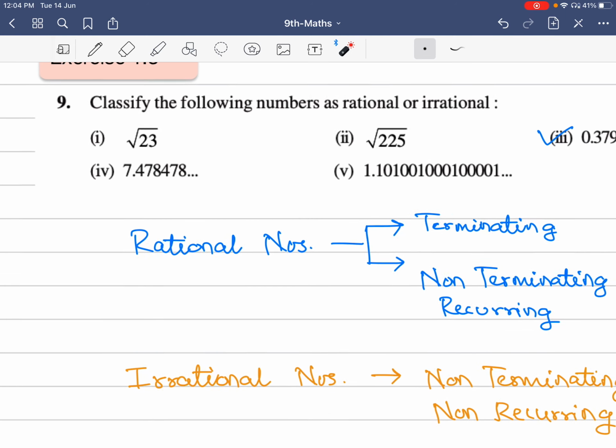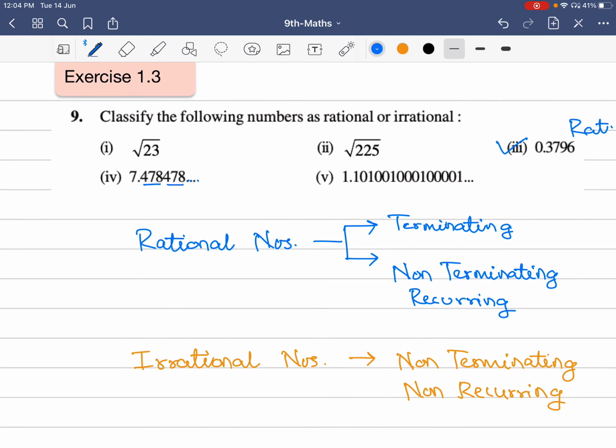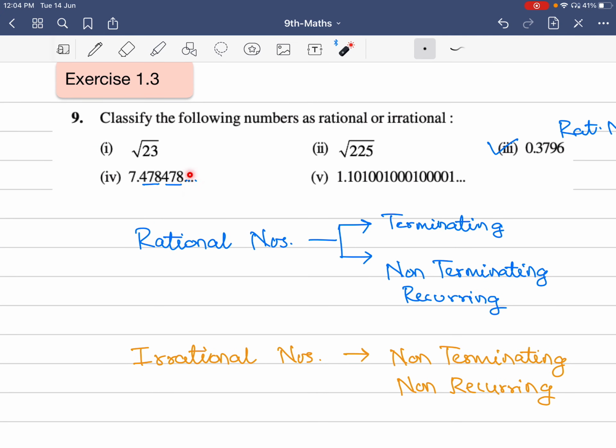7.478478... As you can see, there is a repetition of these digits: 478, then 478, and so on. First of all, the dots indicate it's non-terminating. And is it recurring or non-recurring? It's recurring because 478 is repeating. Since it's non-terminating and recurring, this is a rational number. I'm going to write it down here: this is our rational number. So the fourth one is also done.